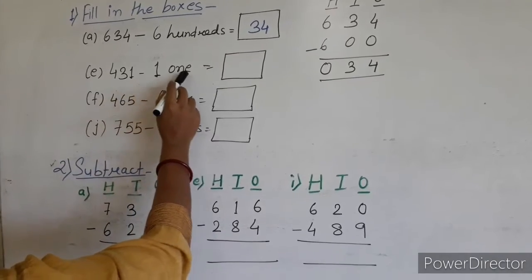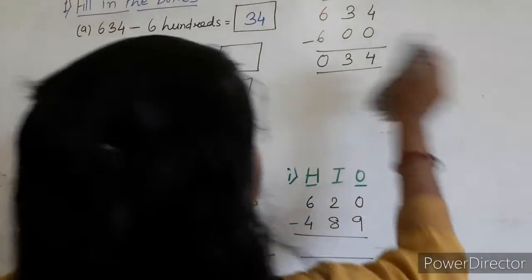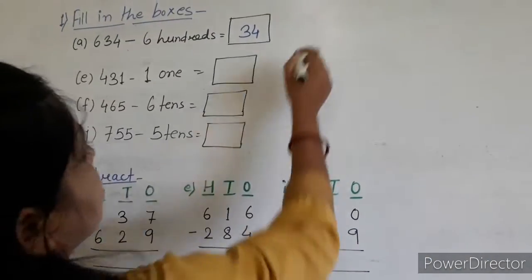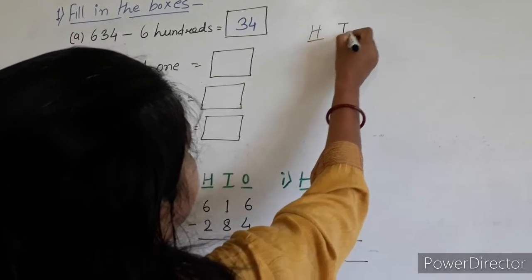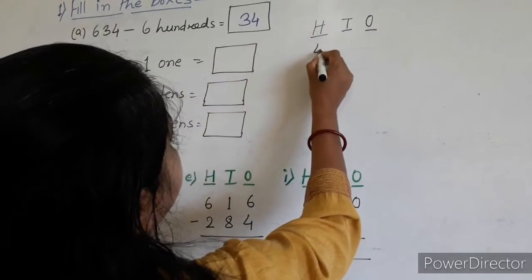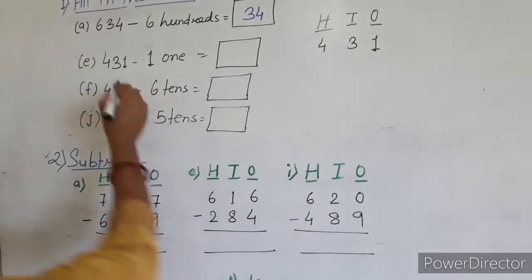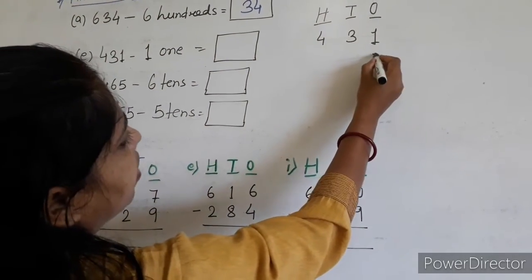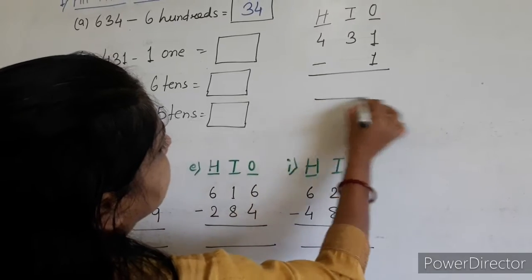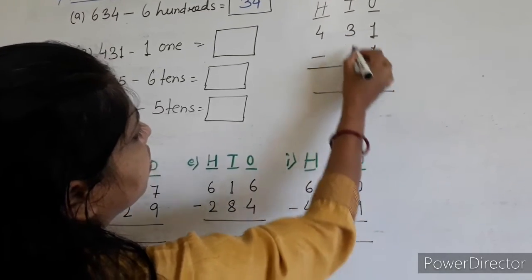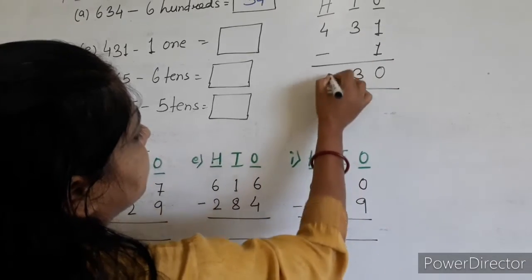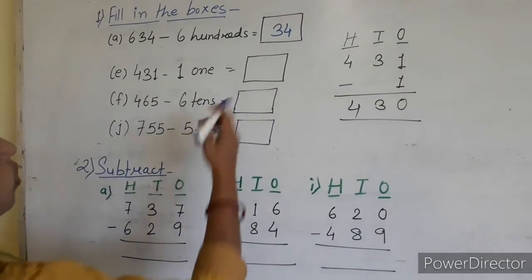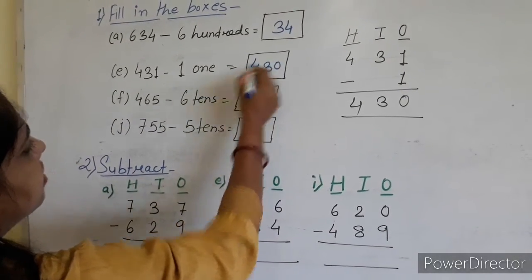Then question number E. 431 minus 1. Write hundreds, tens, ones. 431, this will be subtracted with 1. It means in the ones place we have to write the 1 like this, and we subtract 1 minus 1, it will be 0. Then here the same number will come down. So what will be the answer? 430.